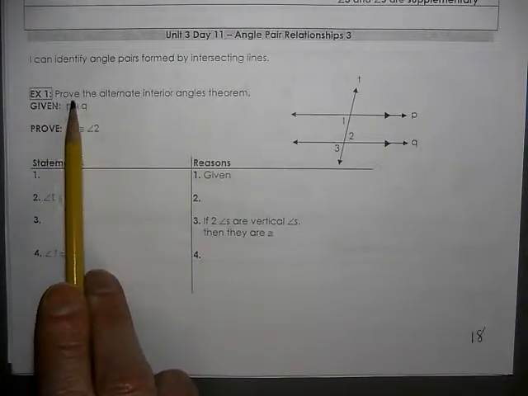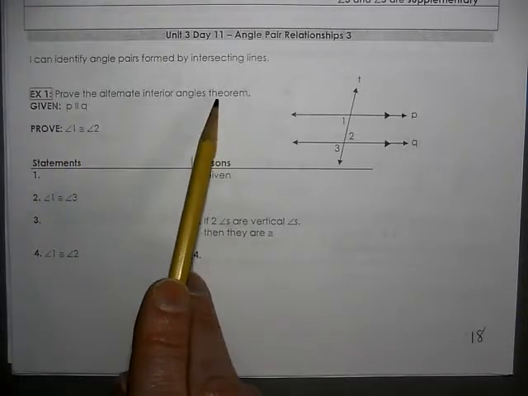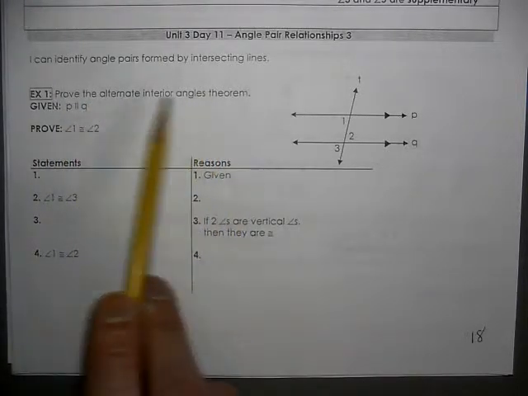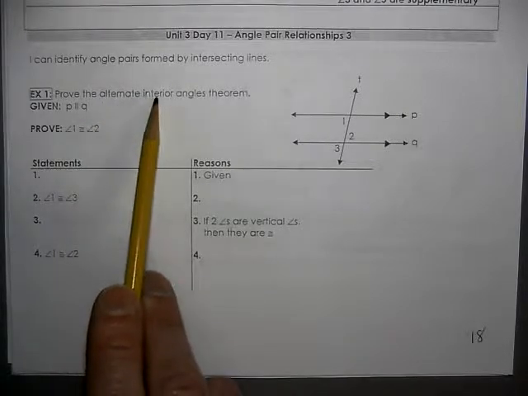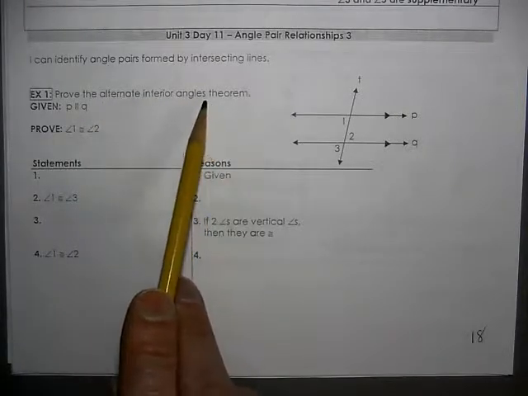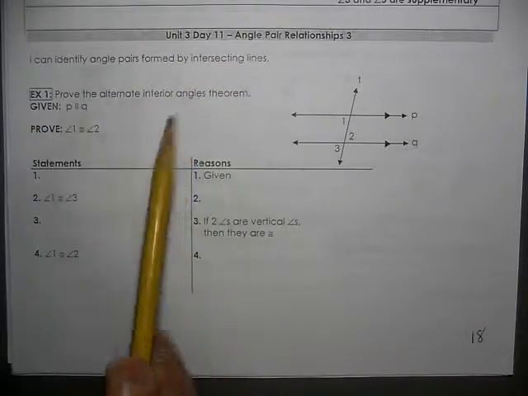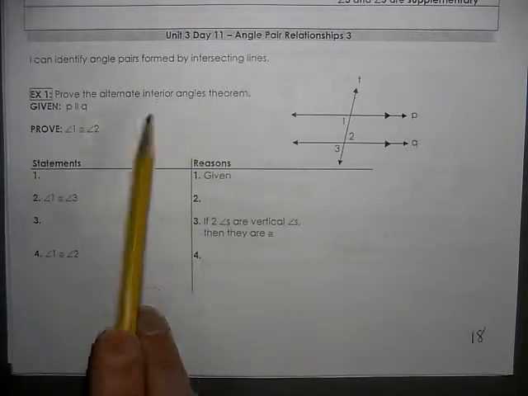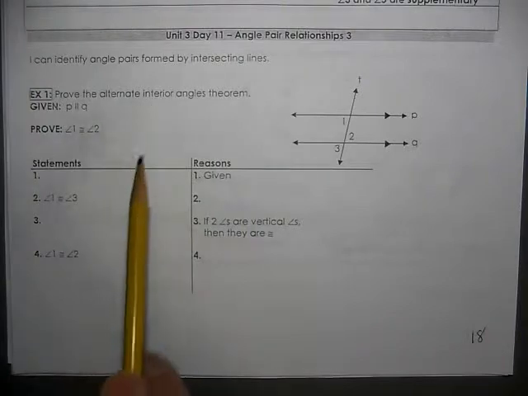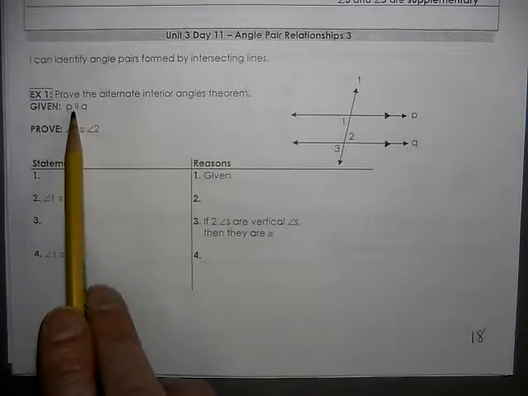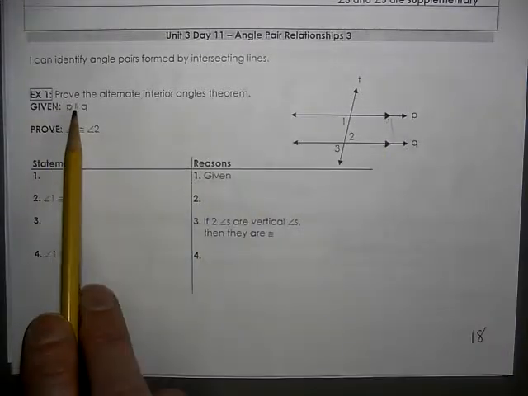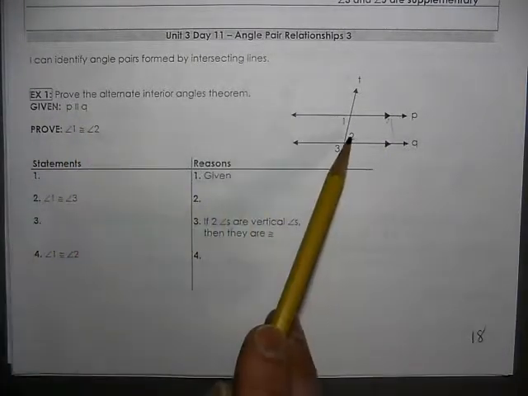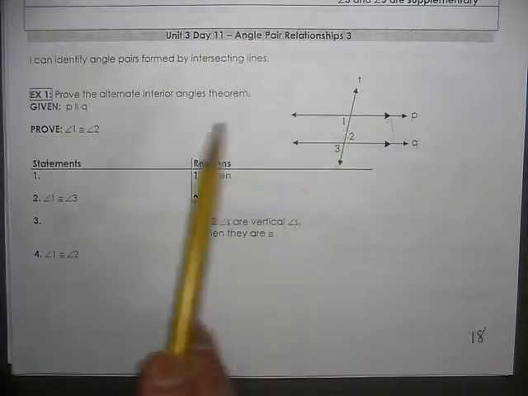What we're going to prove right here is the theorem about the alternate interior angles. If two lines are parallel, then alternate interior angles are congruent. We're not allowed to use that in this proof, but we're going to prove that that works. Therefore, we can use it in the future. So we're going to start out with the given that we have parallel lines. That's our given information. What we want to prove is that 1 and 2 are congruent.